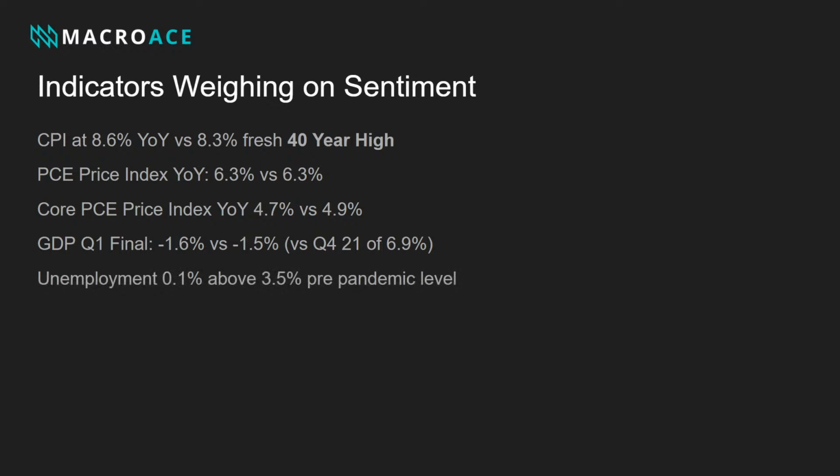Unemployment still above pre-pandemic levels at 3.6%. Remember, the pre-pandemic level was 3.5%. So some economists are expecting it to tick up to 3.7%, but overall, the median forecast is for it to remain unchanged. Nobody's really expecting the unemployment rate to tick down, because the last two reports that we were expecting it to tick down, it didn't happen.